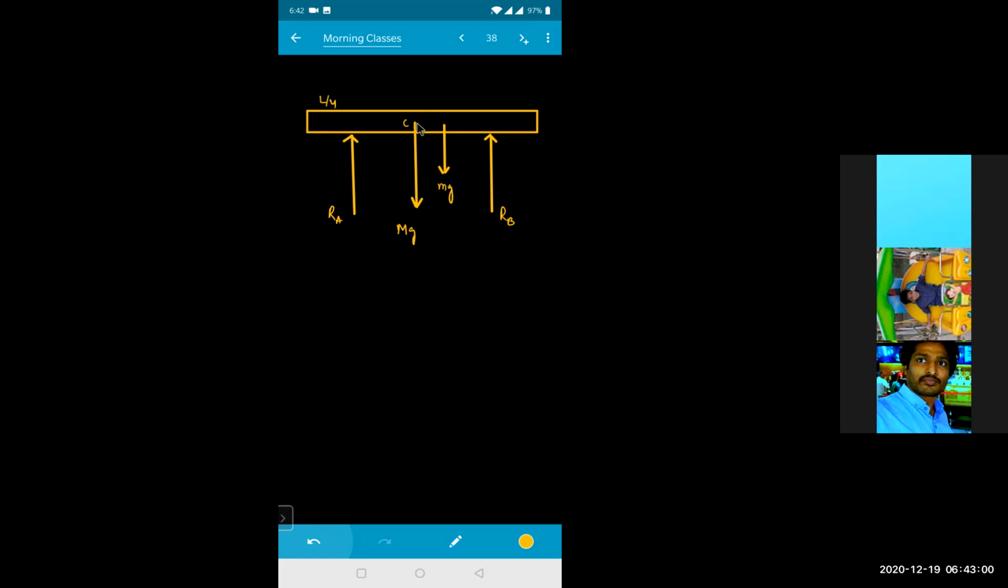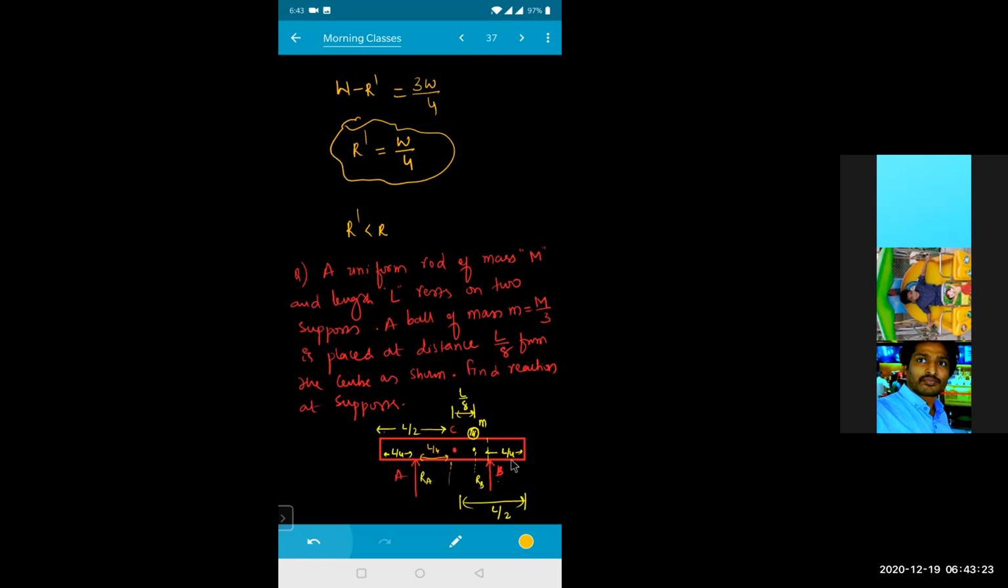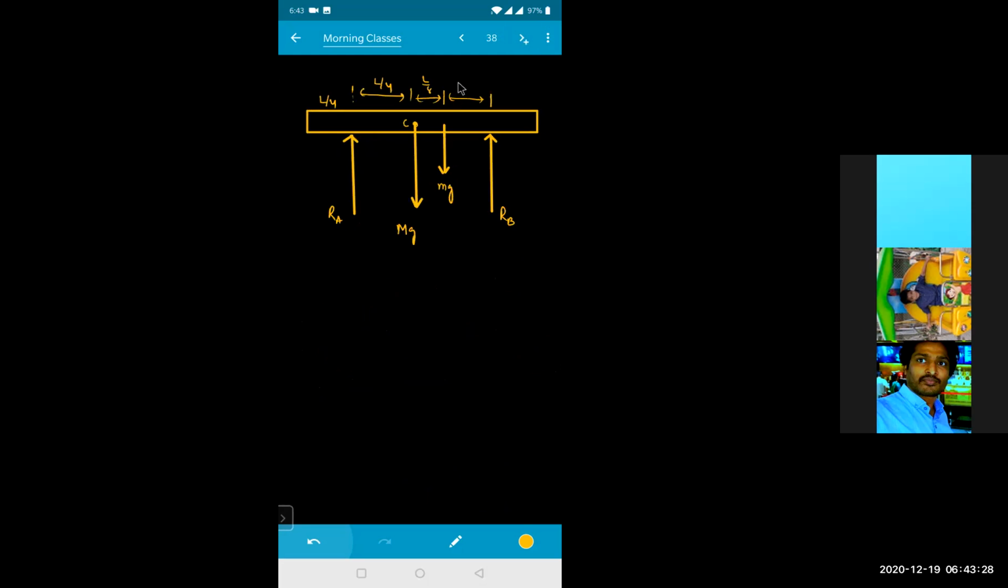Now the distance from the center to this point is L by 4. The small m is kept at a distance of L by 8. And this distance will be equal to how much? If this is L by 4, this is also L by 4, half of it, so this one is also L by 8. So all forces are clear now. Two forces are up, two forces are down.